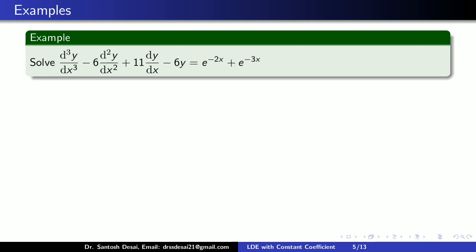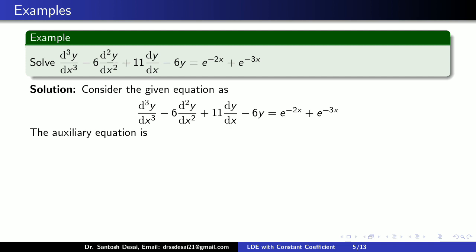Solve d cube y by dx cube minus 6 d2y by dx square plus 11 dy by dx minus 6y is equal to e raised to minus 2x plus e raised to minus 3x. Now the complete solution of the given equation is nothing but complementary function plus particular integral. First we find the complementary function. So let us consider the given equation.